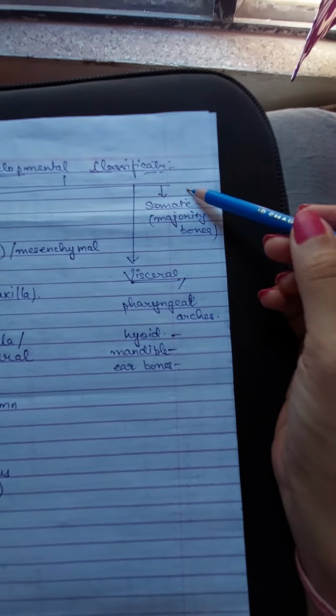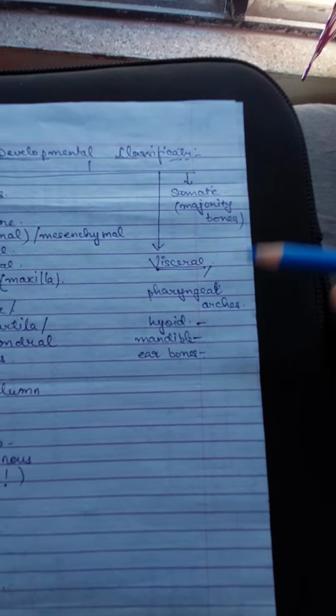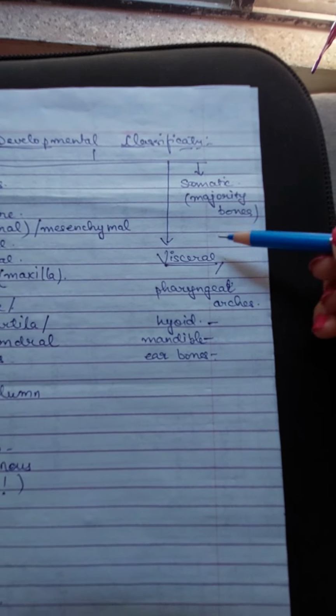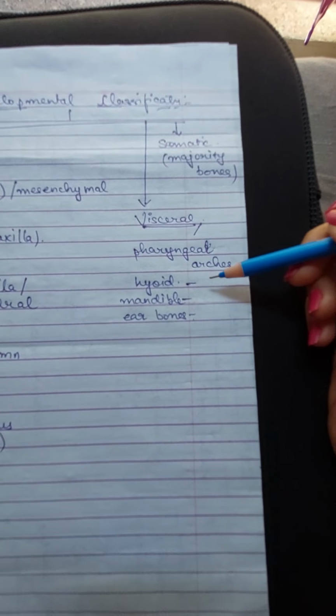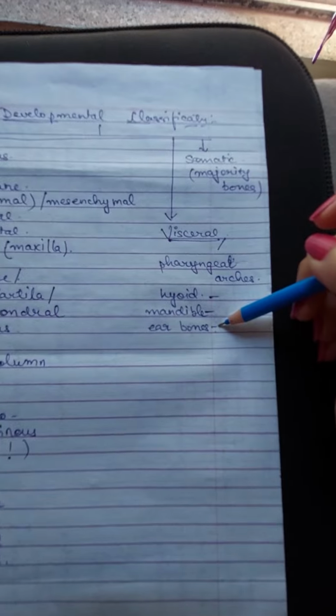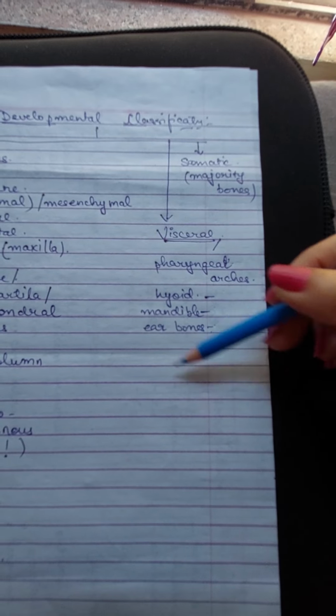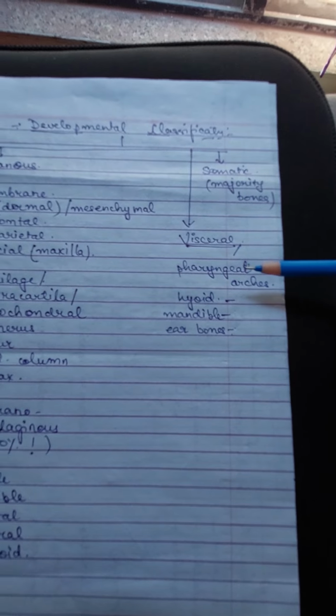So let's start with the smallest one, that is somatic bones. That is, the majority of the bones are formed from the soma. Second, visceral bones, which are formed from the pharyngeal arches, that is the hyoid bone, mandible, and the bones of the ear, that is the ear ossicles. These are all known as the visceral or the pharyngeal bones because they develop from these pharyngeal arches.